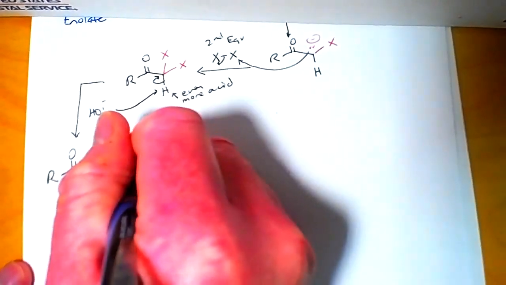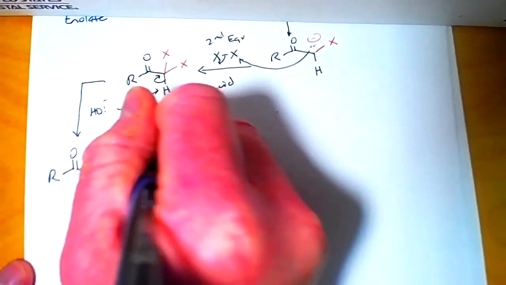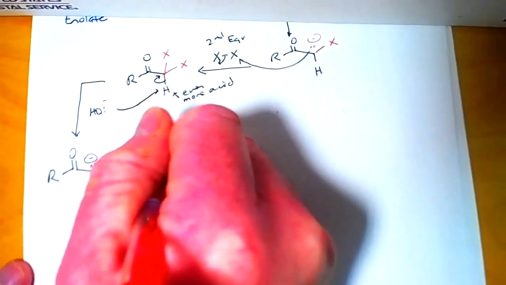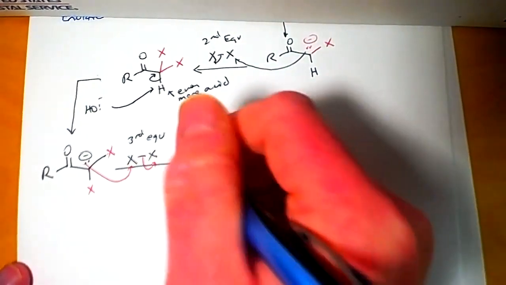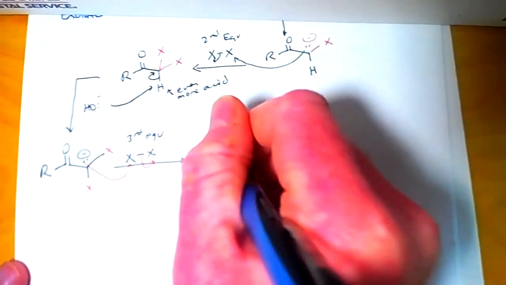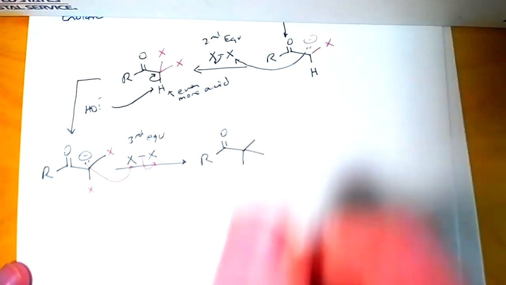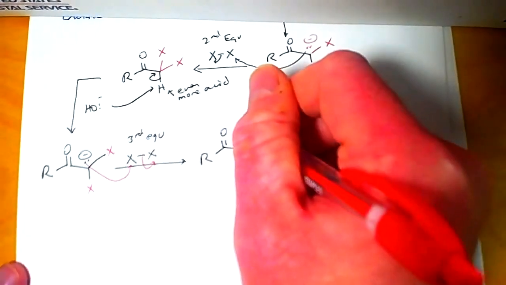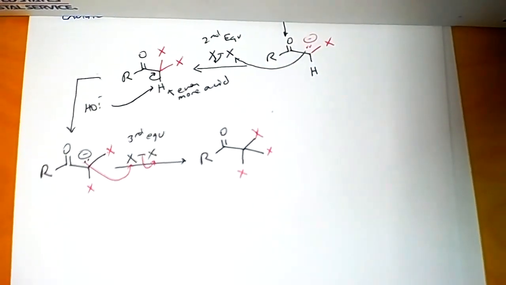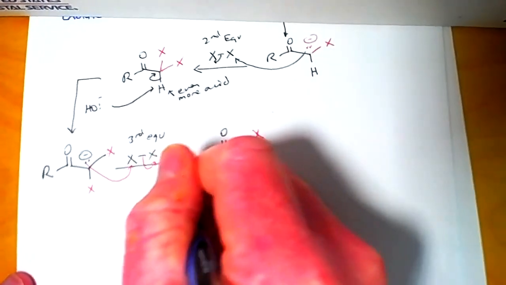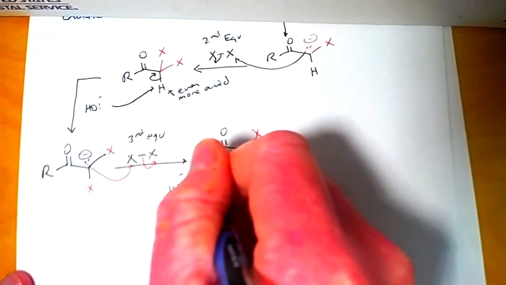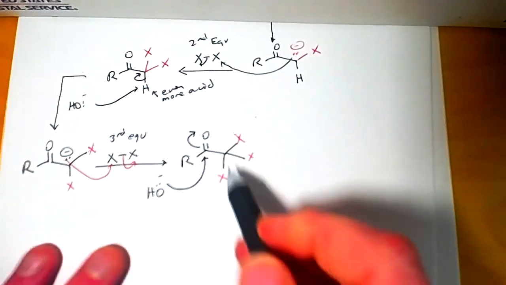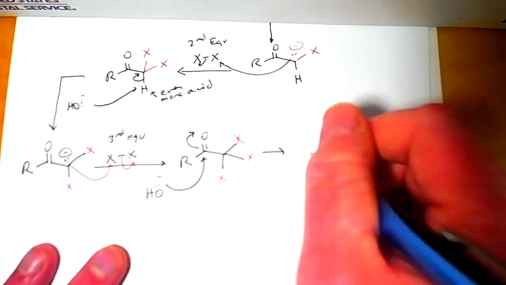And now you can add your third equivalent. And once you've done that, you now have your three X groups, three halogens added into here. And the last thing now, there's no more alpha hydrogens, but the hydroxide, guys, is not only basic, but it's also nucleophilic. So you can get an addition reaction here to occur with the carbonyl.